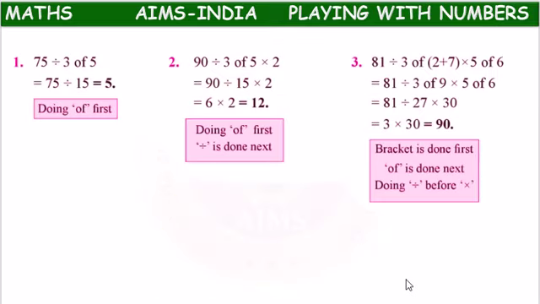Next one. Let's see some examples. 75 divided by 3 equals 5.